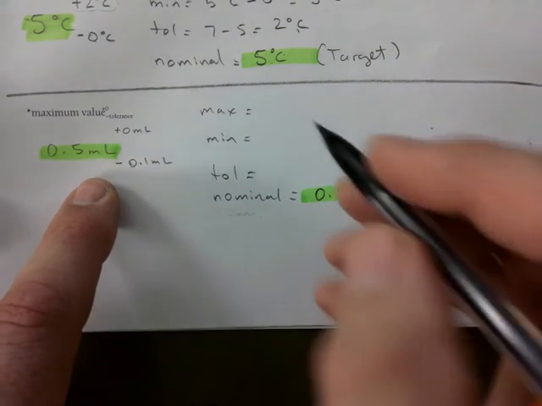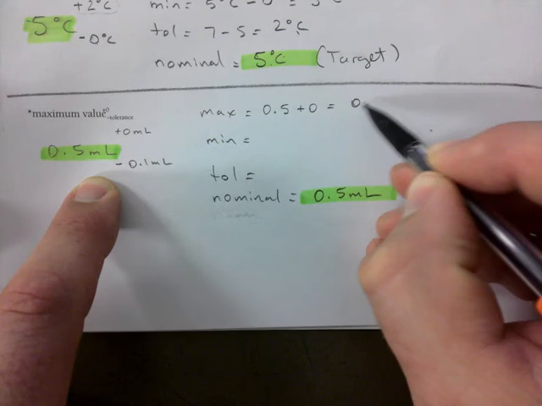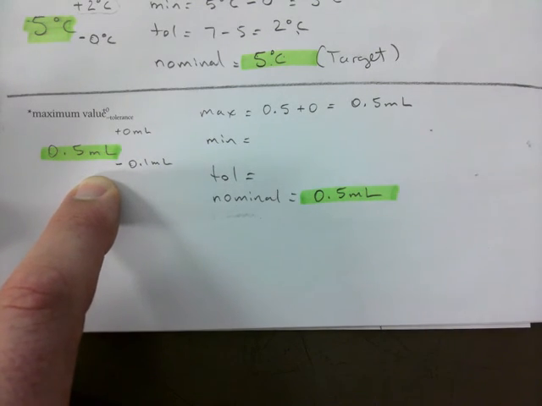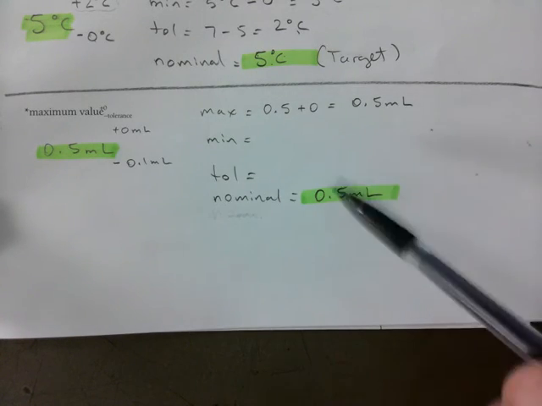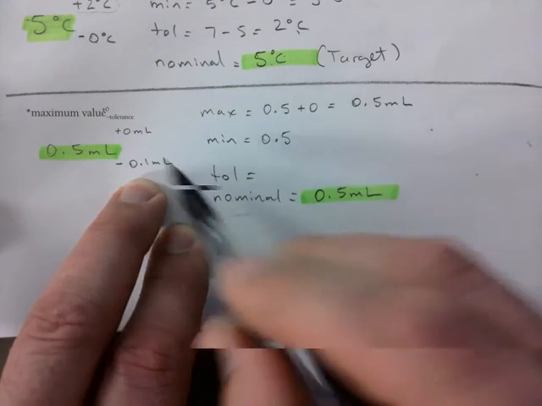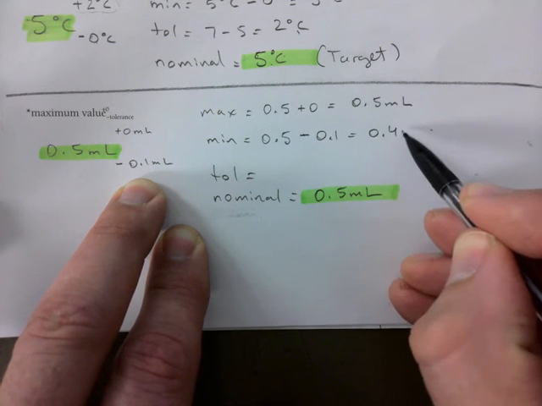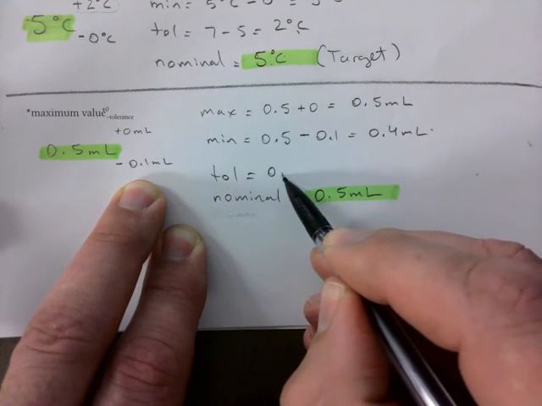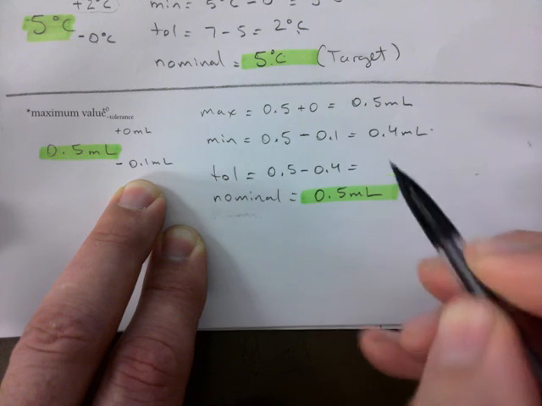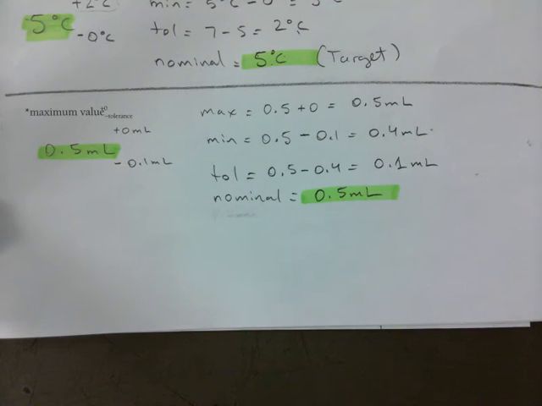And then your max, well, it's 0.5 plus 0. I know you're like, why, Mr. Dixon? Why do you go through that? Because it's still accurate. You're still answering the question. You're adding to get the max. And to get your min, we take the 0.5 minus the 0.1. So that's 0.4 mL. And what's my tolerance? You take your max, you take your min, you subtract them. So it's 0.1 milliliters. Boom. You answered everything you need.